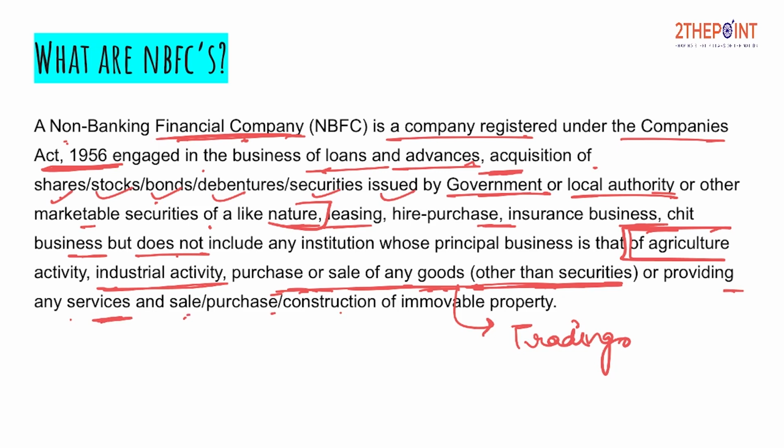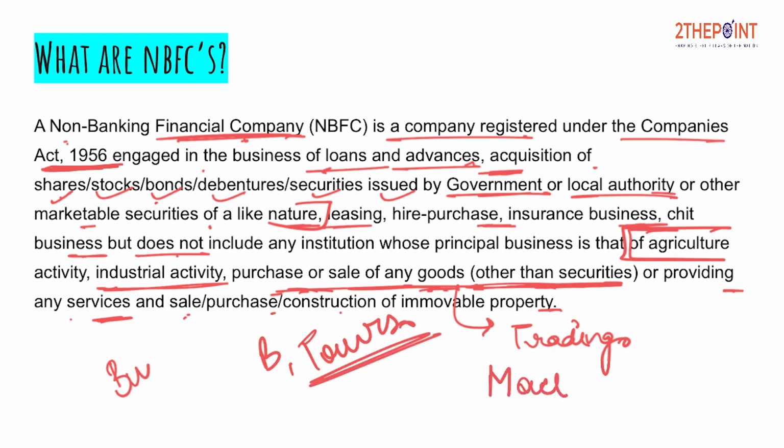And sale and purchase or construction of any immovable property. So they should not be in the construction business, or say building of bridges and towers, or anything which is immovable, or some machineries which are installed and are immovable. They should not be into that business.